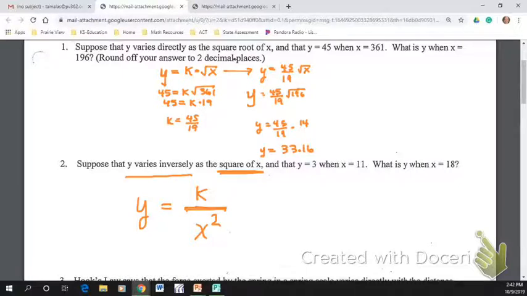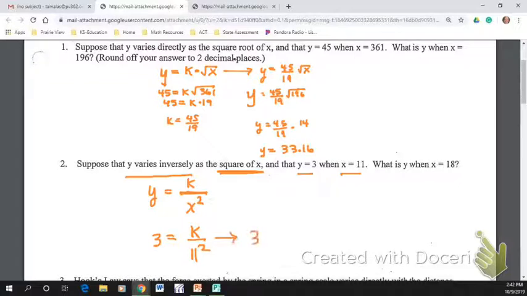Now you're going to try to find k, but you can't, because it's not... I think I can do it. Okay, let's look and see what we've got to plug in here. It says my y is 3 when x is 11. So replace y with 3 and replace x with 11. 11 squared. What is 11 squared? 121. So now I've got 3 equals k over 121. How do I solve for k?